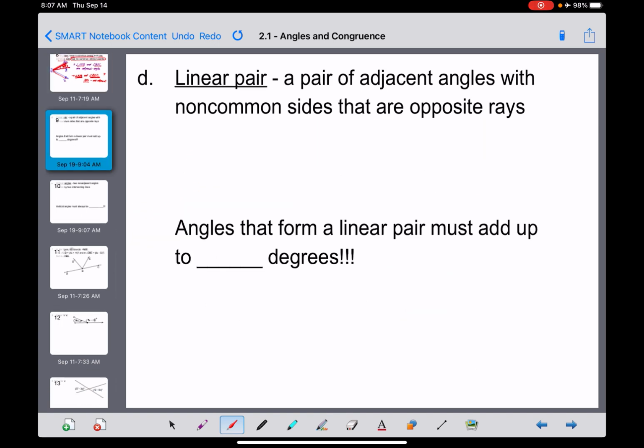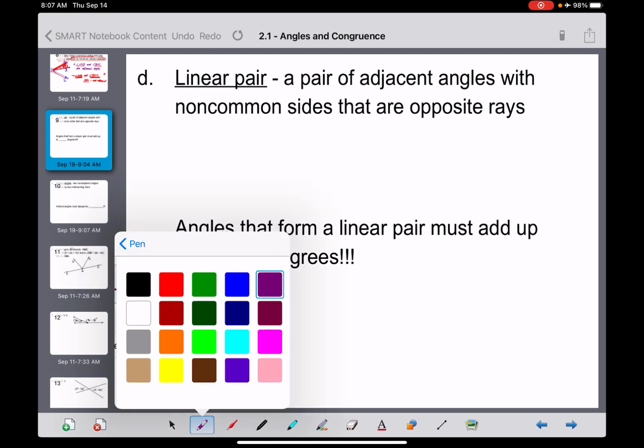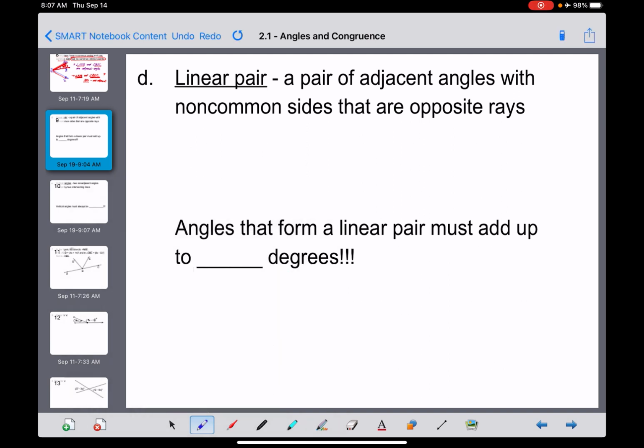Next one, linear pair. Now you can kind of figure this out from the name. Linear starts with the word line. Pair means two. So a linear pair is a pair of adjacent angles with non-common sides that are opposite rays. Ooh, I'm going to start drawing that. Opposite rays. So here's kind of a starting point in the middle, and I'm going to draw one ray going straight out to the right. Its only opposite ray would go straight out to the left.